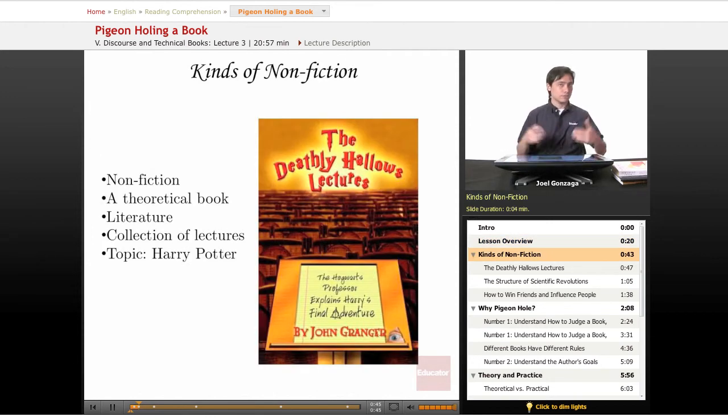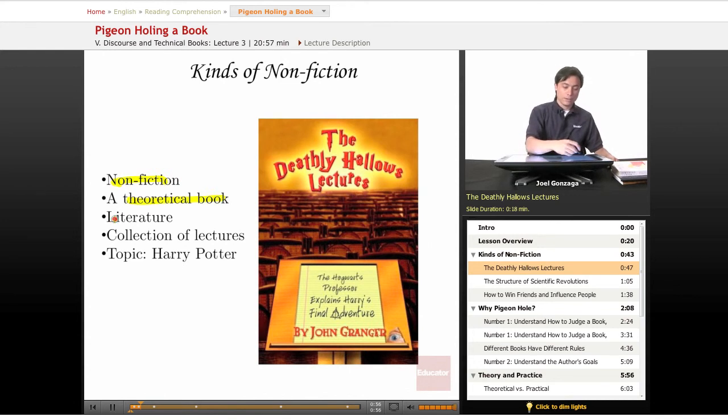Here is our first example, the Deathly Hallows Lectures. I've pigeonholed this book for you, and I'm going to pigeonhole it as a nonfiction book, a theoretical book, a book about literature, and it is a collection of lectures. And what's the topic all about? Our friend Harry Potter.